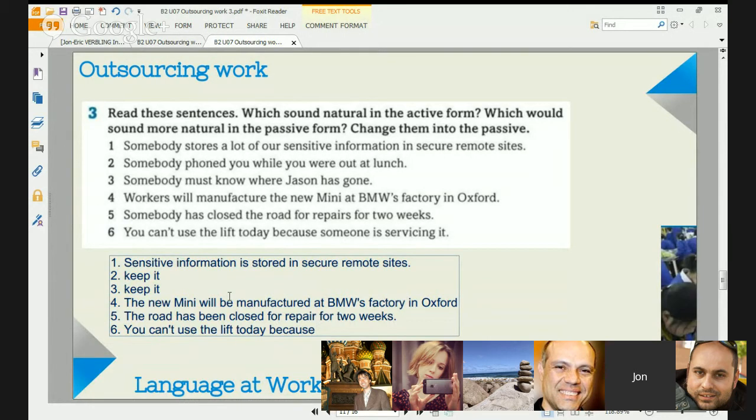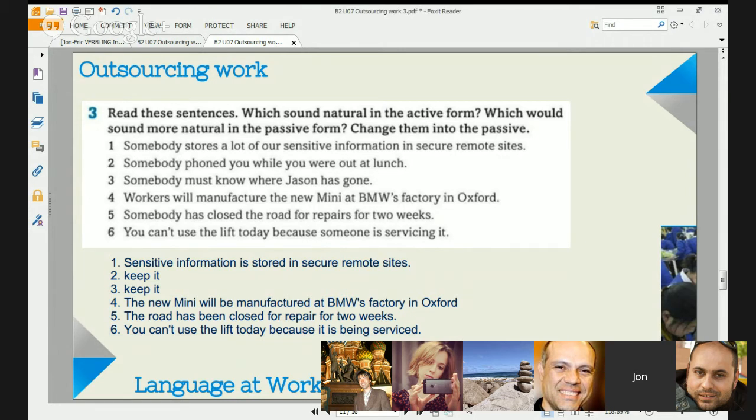You can't use the lift today because it's serviced. Wait, remember the formula: to be plus past participle. It is being serviced. That's it. It is being serviced now. It's the present continuous passive. Is that clear? Yes.